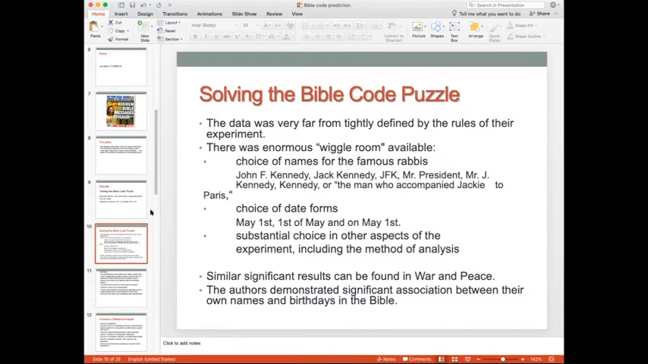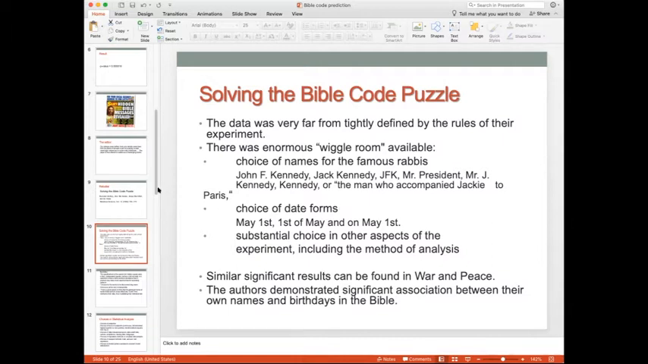Okay, so for example, John F. Kennedy, there are many ways to say the name: Jack Kennedy, JFK, Mr. President, Mr. J. Kennedy, or the man who accompanied Jackie to Paris. So there are many, many ways to say the names. And also, there are many ways for the choices of the date form, okay? And they also have substantial choice in other aspects of the experiment, including the method of analysis, okay?